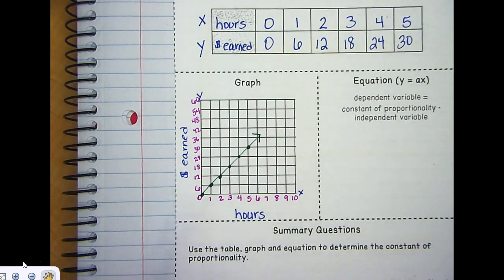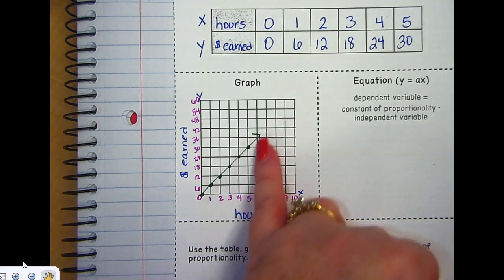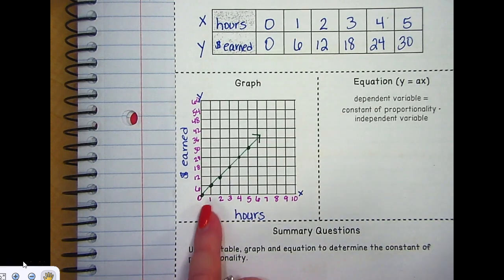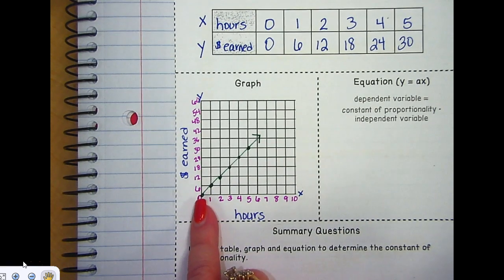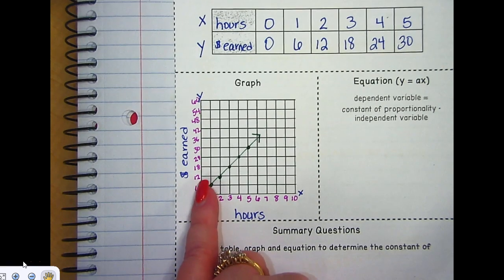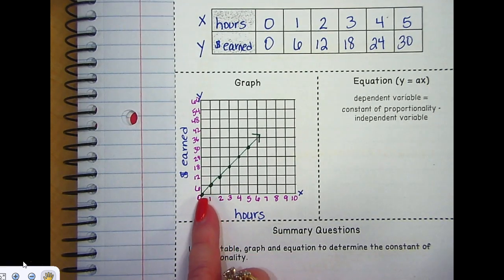So if they are proportional, they'll make a straight line, but the other rule is they have to go through 0. Your first point always has to be 0, 0. If it was 0, 12, you would automatically know those are not proportional. Proportional relationships go through the origin, and they make a straight line.